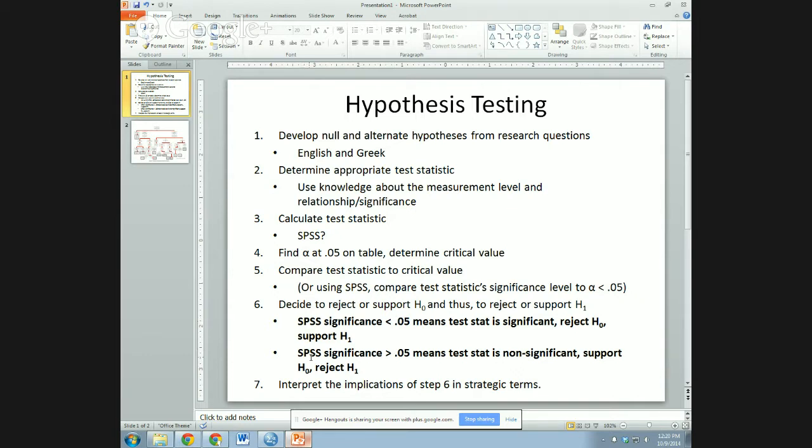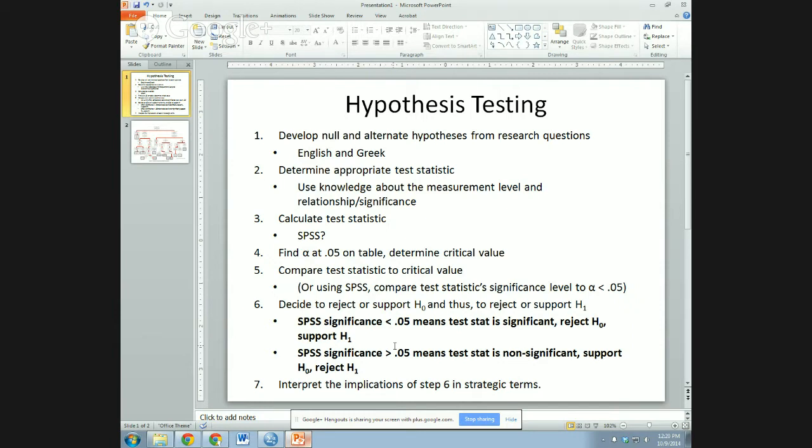The converse is that if the P level is greater than 0.05, then the test is non-significant and we support the null hypothesis. There's either no relationship or there's no difference between means.